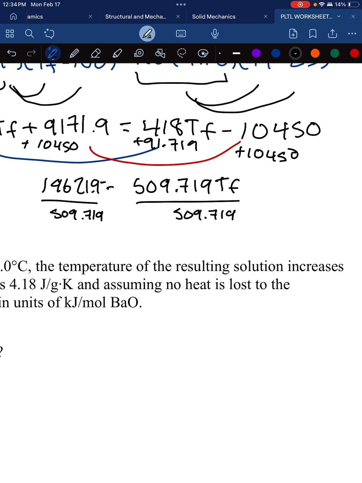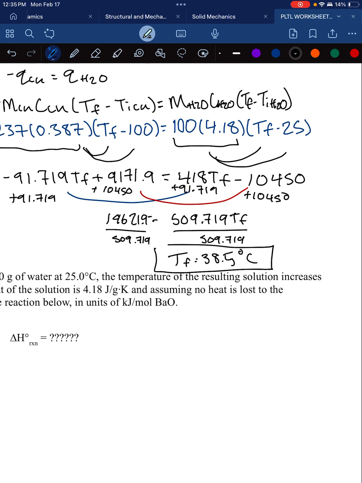Okay. And let me divide over and see what we get. T final equals 38.4. I'm actually just going to do 0.5 degrees Celsius. And let me double check with what I had gotten previously.